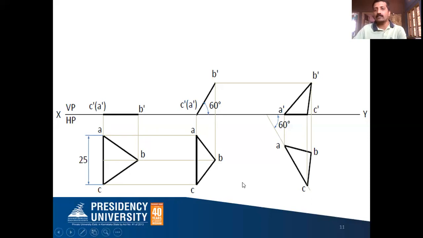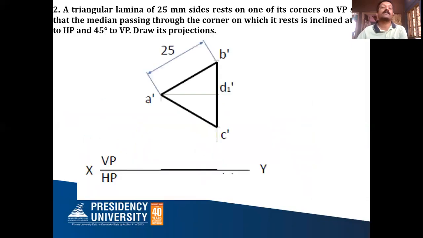Next, this is the edge condition. One more example I will be taking today, so the corner condition also we are going to discuss. What is that? Let me take this example. A triangular lamina of 25 millimeter sides rests on one of its corners on VP such that the median passing through the corner on which it rests is inclined at 30 degree to HP and 45 degree to VP. Draw its projections.